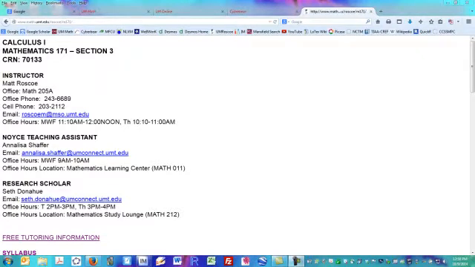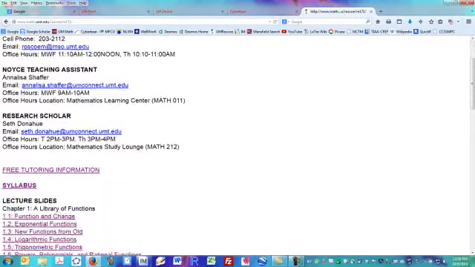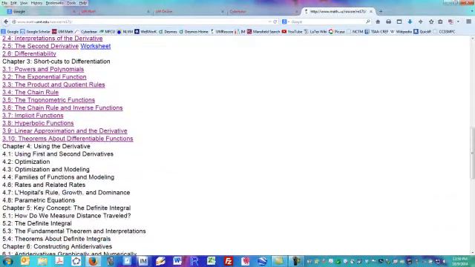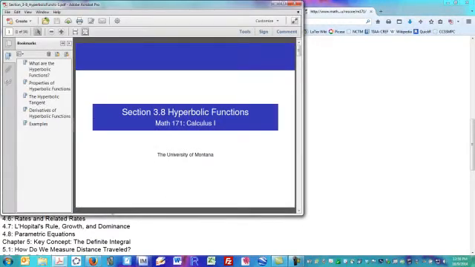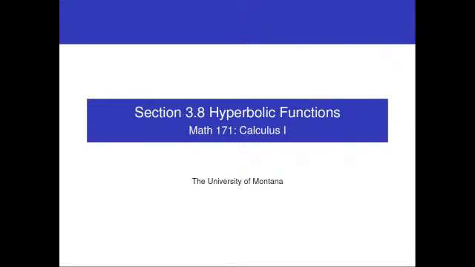Okay, let's take a look at the next section in our textbook, which is on hyperbolic functions today. And I'll go ahead and open up the slides and get a full screen view here. So section 3.8 is on hyperbolic functions.